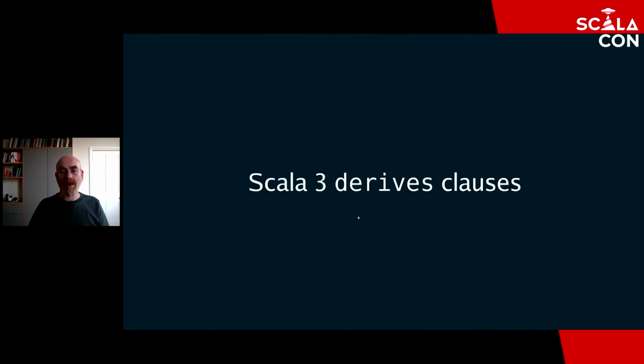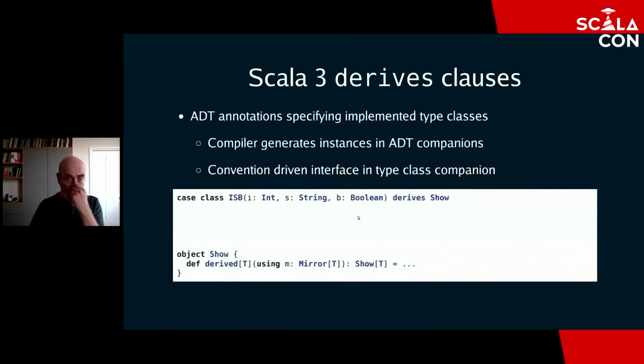The next part of the picture are derives clauses. Derives clauses are new Scala 3 syntax, and they are annotations for ADTs, algebraic data types, specifying the type classes that are to be implemented. The compiler generates instances of type classes in algebraic data type companions, and there is a convention-driven interface between the type class companion and the compiler, which allows it to create the instances for the ADT.